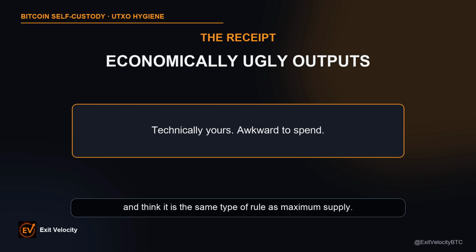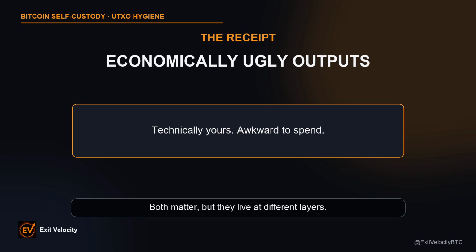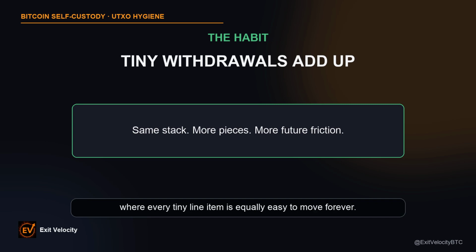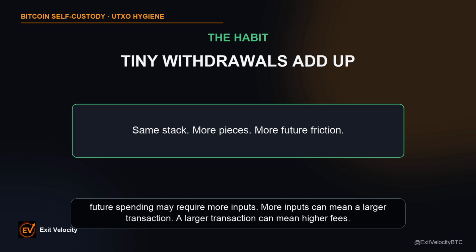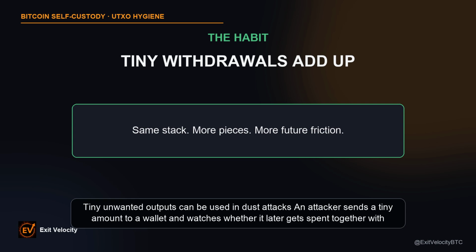There is another important distinction. Dust policy is not the same thing as Bitcoin's 21 million supply rule. The supply cap is consensus. Nodes reject blocks that violate the money rules. Dust limits are about relay and mining policy, what transactions nodes are willing to pass along or miners are willing to include under standard rules. That distinction matters because beginners can hear dust limit and think it is the same type of rule as maximum supply. It is not. One protects the monetary rule, the other helps protect the network and UTXO set from uneconomical spam. Both matter, but they live at different layers.